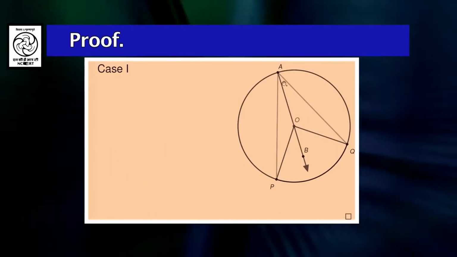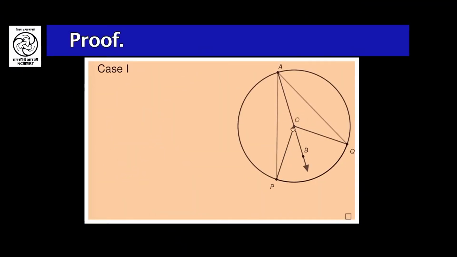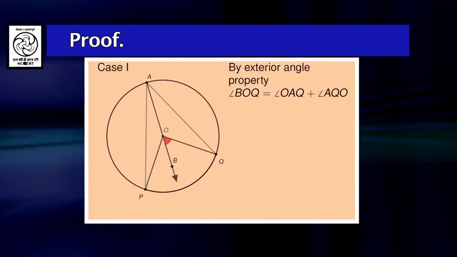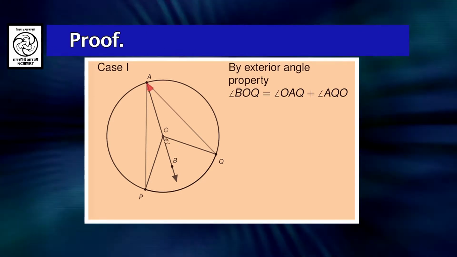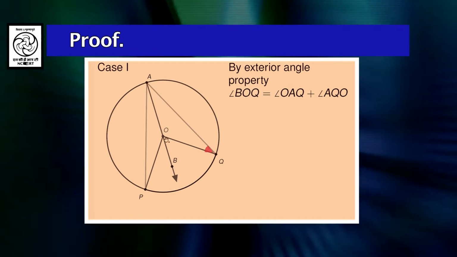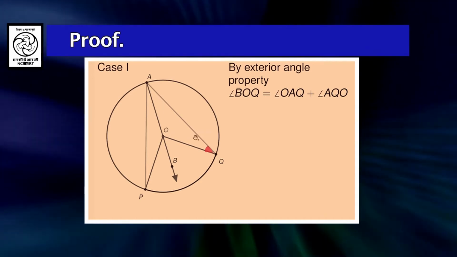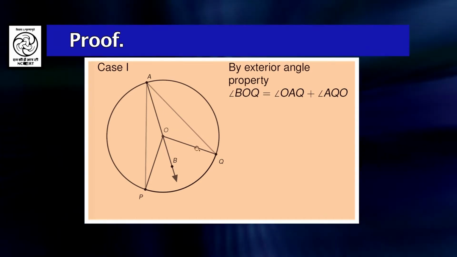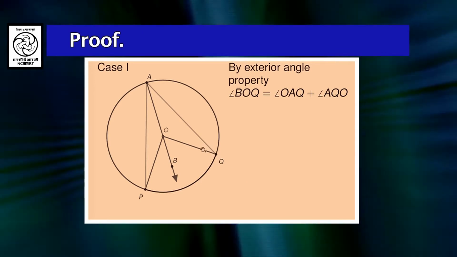Case 1: we have an arc PQ that subtends an angle POQ at the center and PAQ at another point on the circle. Join AO and extend it towards B. Now, by the exterior angle property, angle BOQ is equal to angle OAQ plus angle AQO. So, angle BOQ is equal to the sum of these two angles.